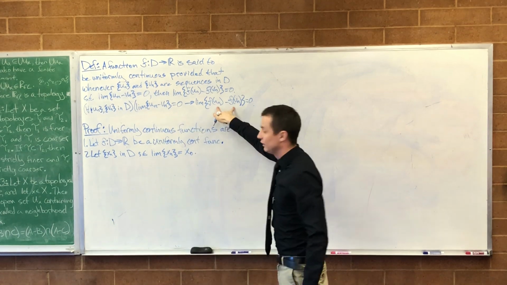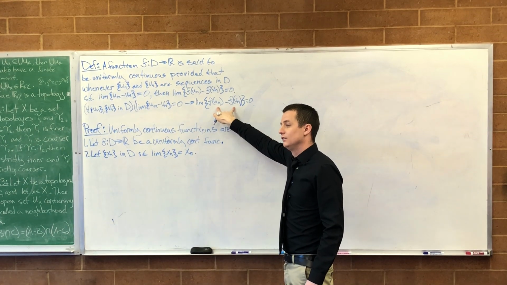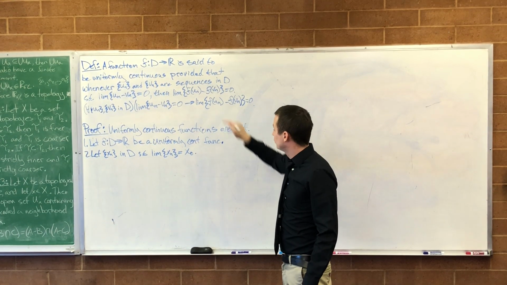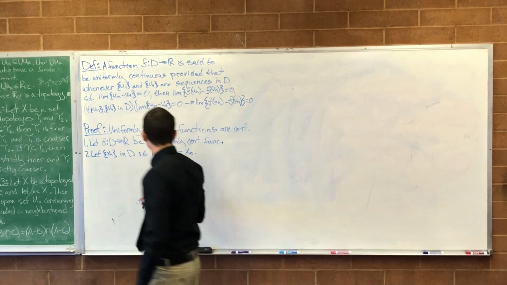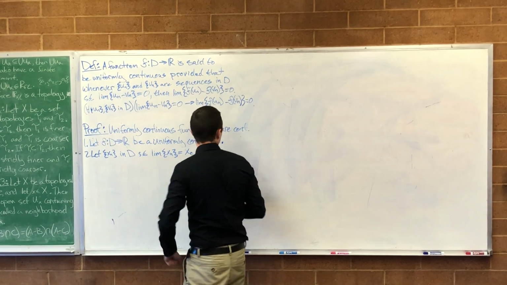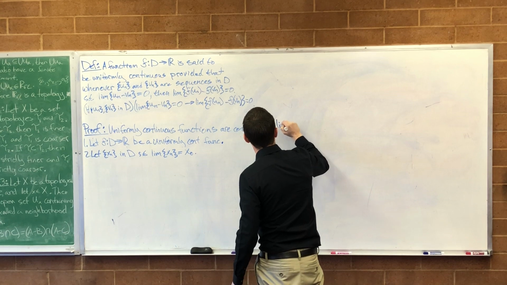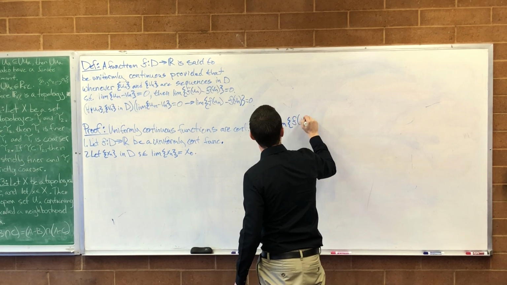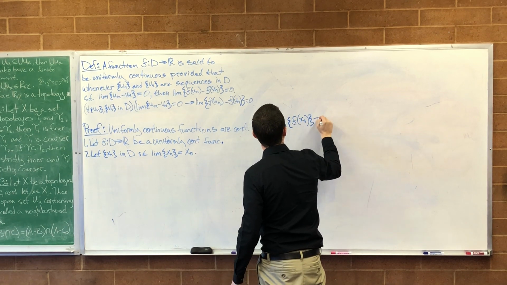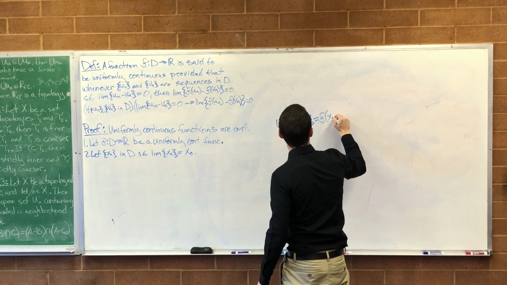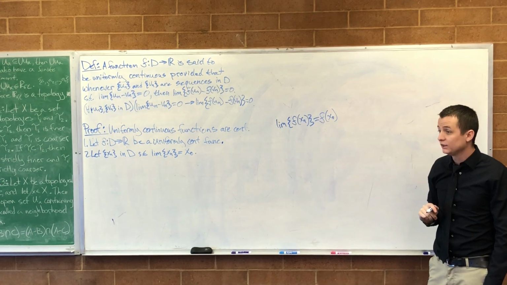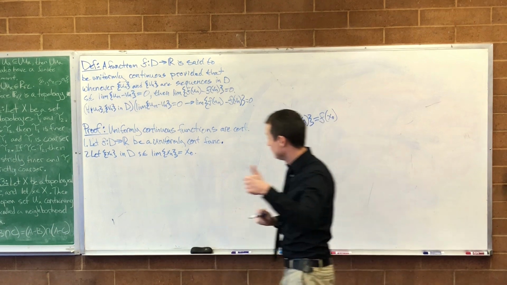Because then look at what we're going to get over here. Oh. I'm trying to show that the limit, where am I trying to get? I'm trying to get that the limit of f of x_n is equal to f of x naught. That's what I'm trying to get. If I can get that, I'm done.